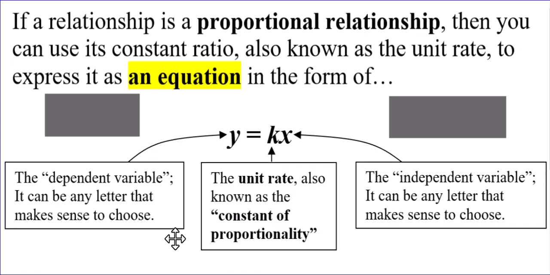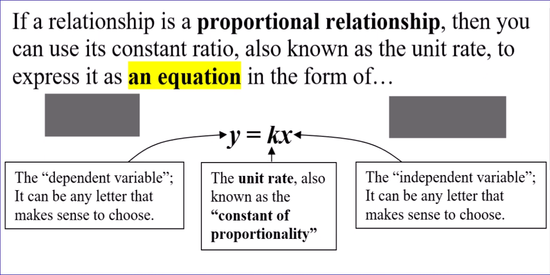So, turning the page, if a relationship is a proportional relationship, then you can use its constant ratio, also known as the unit rate, and you can use that to express the relationship from the table as an equation. And that equation will always look, generically speaking, as y equals kx. Now here's what that means. Y is some variable officially called the dependent variable. It could be any letter that we choose to use to make sense.